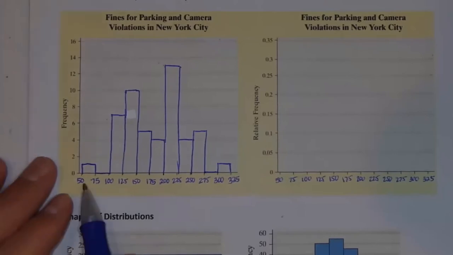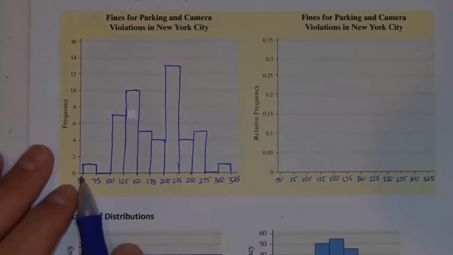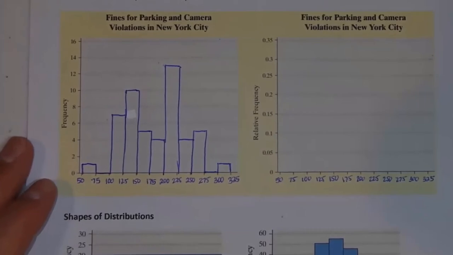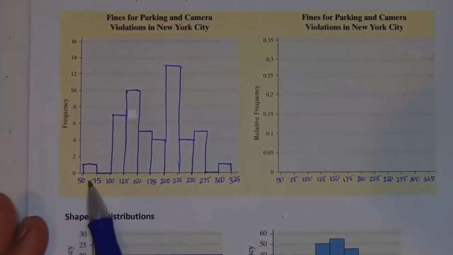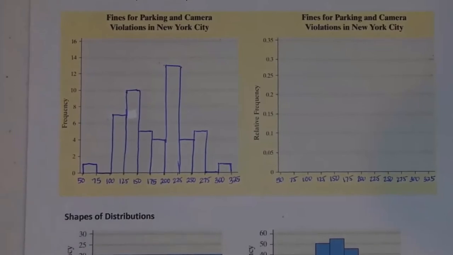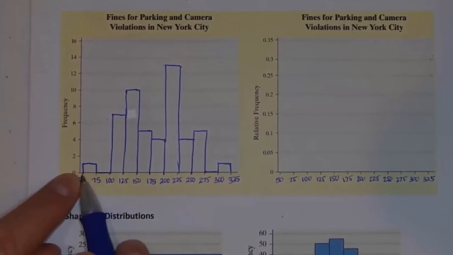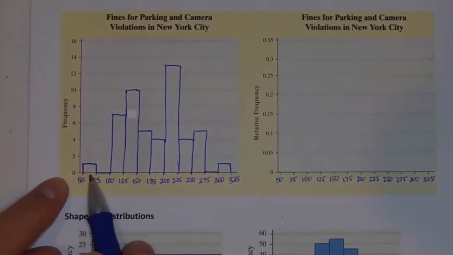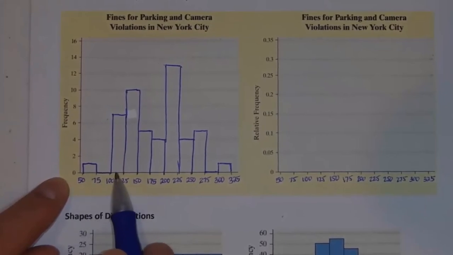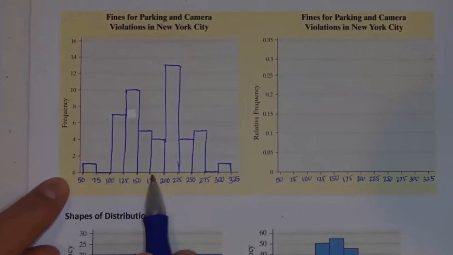Again, I want to make sure I've emphasized this. The difference between a histogram and a bar graph is that in a bar graph, the width of the bar doesn't really represent any quantity. It doesn't mean anything. But in a histogram, the width of the bar represents the class width. That's a difference of 25. And so there's a range of 25 values that go in that first bar. There's a range of 25 values that go in that bar, and so on.